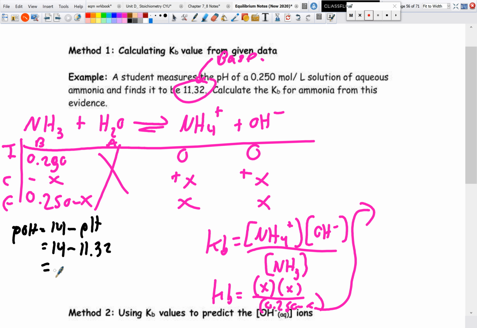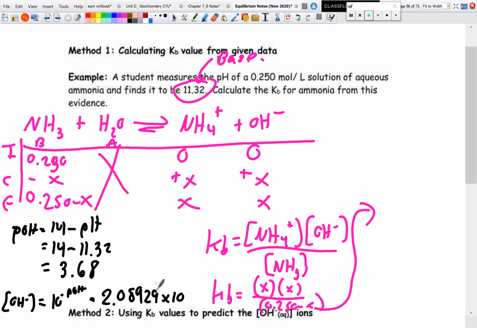And we get, so there's the pOH, and then concentration of hydroxide is 10 to the negative pOH. And when we do that, we get this. Of course, concentration of hydroxide, this is our x value, so we can put that inside of our Kb calculation.